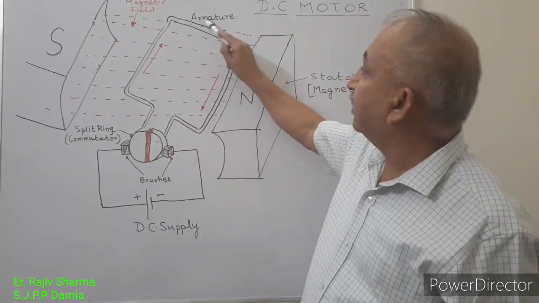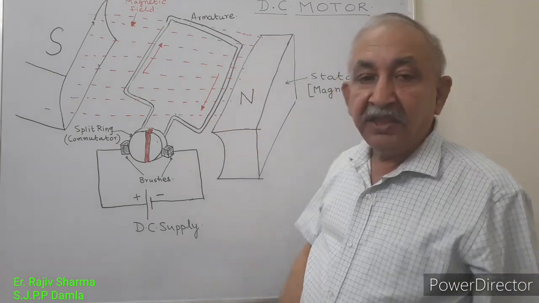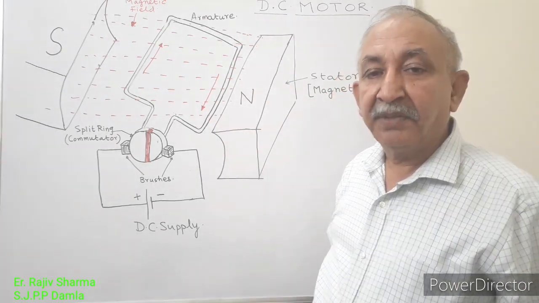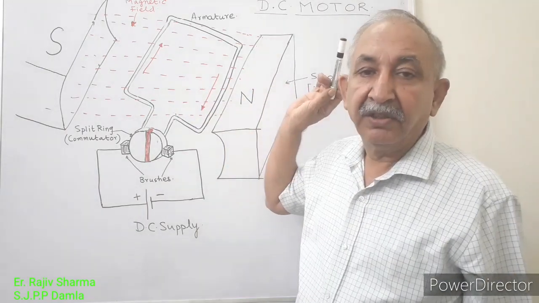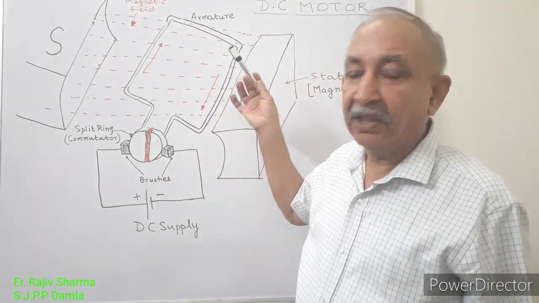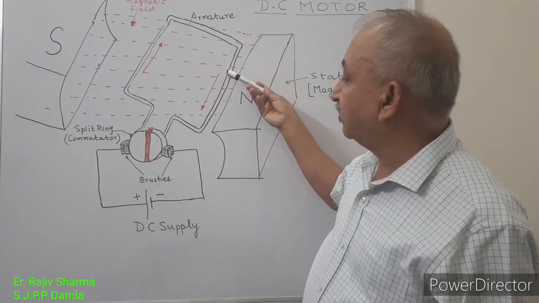I have written down armature for the conductor. Armature is that part of the rotor, or that part of the conductor, which is placed in the magnetic field and on which the force is developed, or on which the torque is produced.